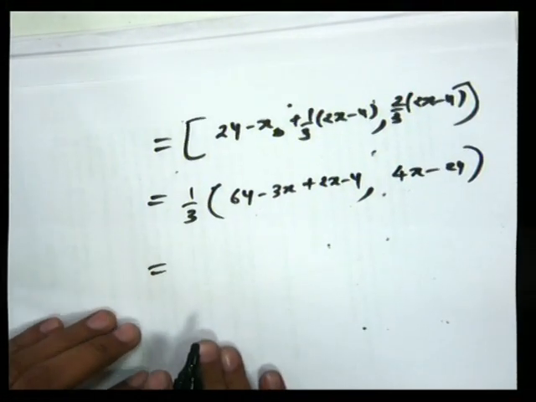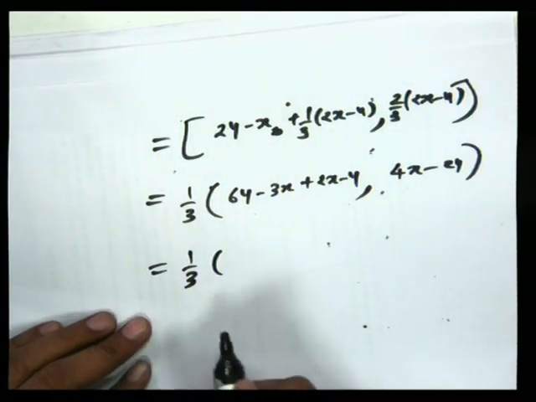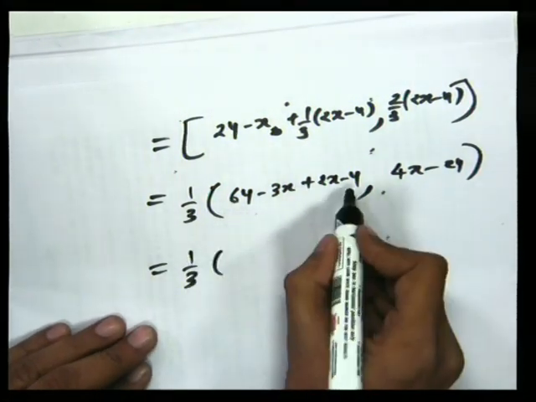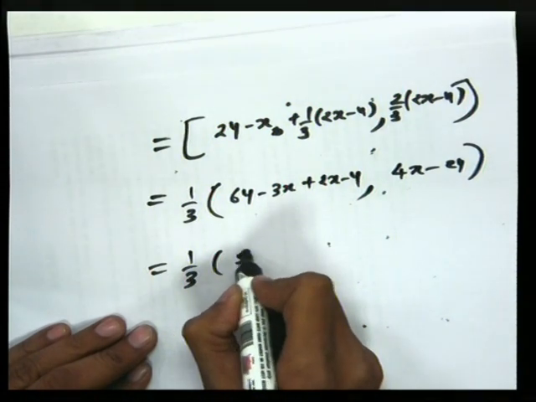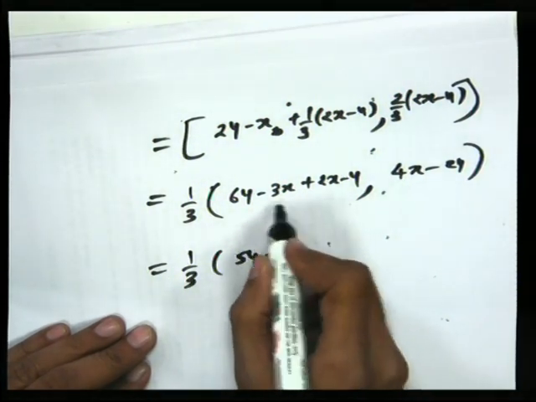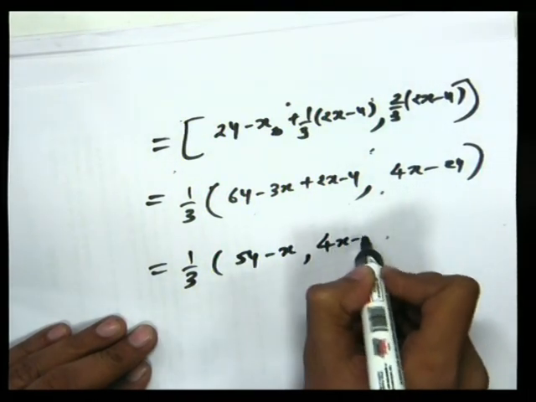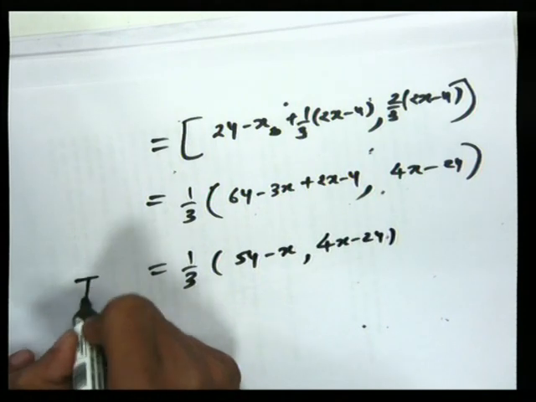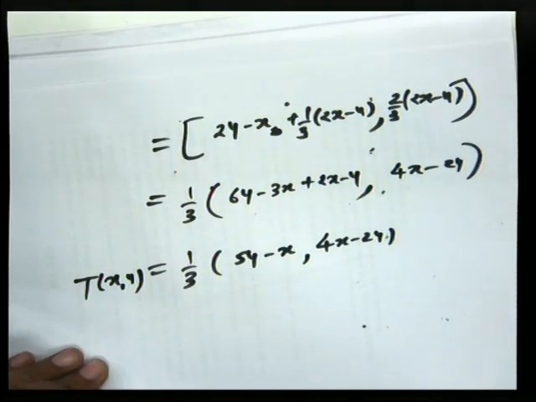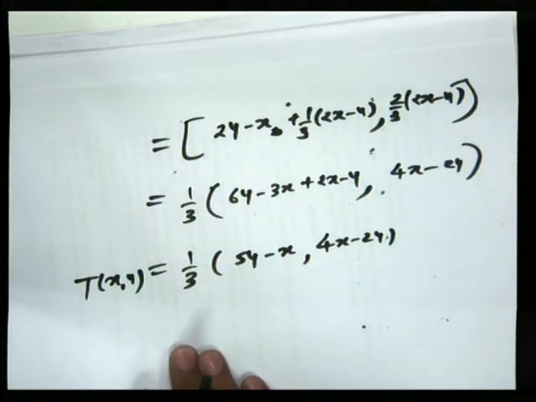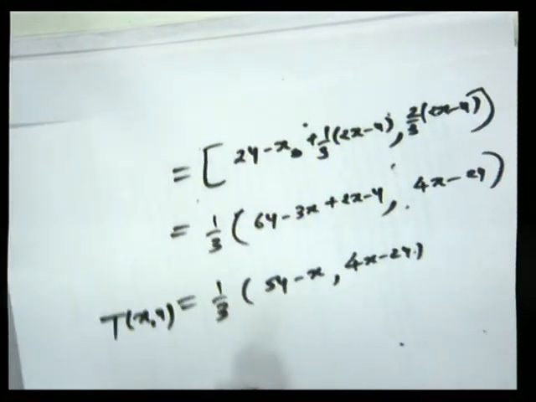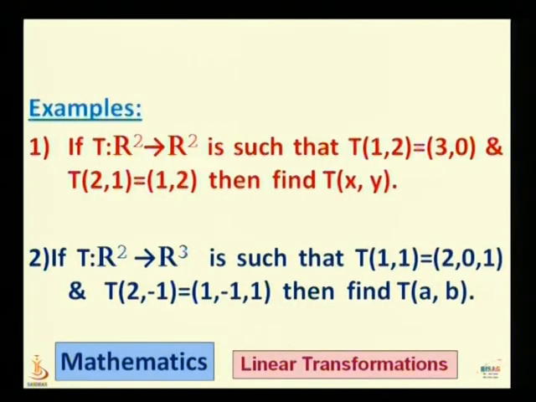So this is equal to 1 by 3 times, 6y minus y is 5y, minus 3x plus 2x is minus x, and here 4x minus 2y. This is our formula of T of (x, y). So this way we can find out the formula of T whenever a linear transformation is defined on the vectors of a basis of the domain space.